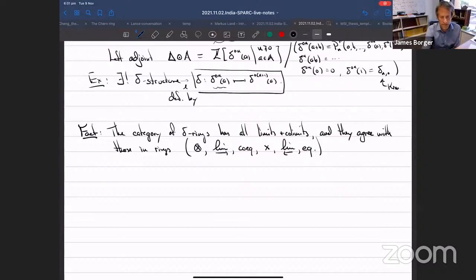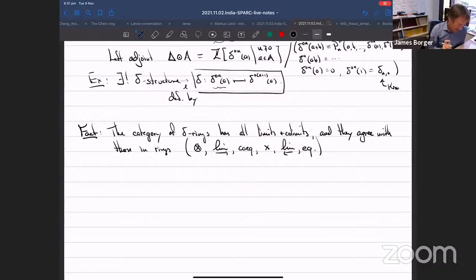So any kind of limiting construction you want to do in delta rings, you might think it's a big mess, and maybe it kind of would be, but the underlying ring is just the same limiting construction, and then there's a unique compatible delta structure. So that follows formally from everything I discussed above. Perhaps that's also best left as an exercise.